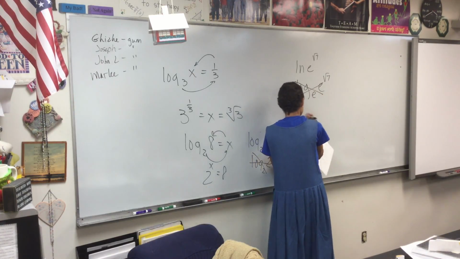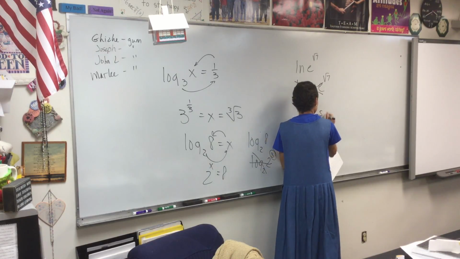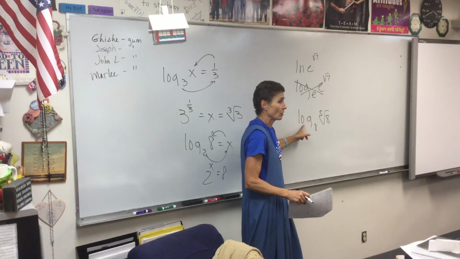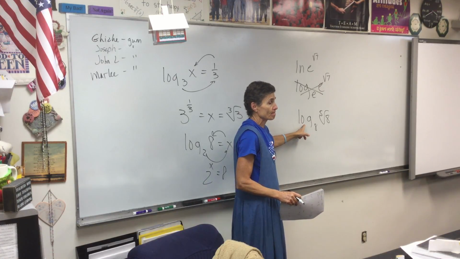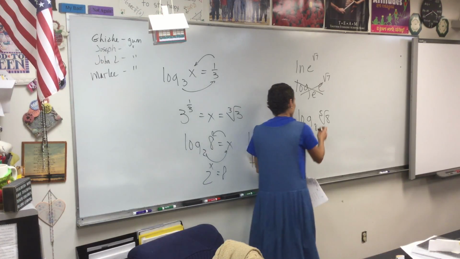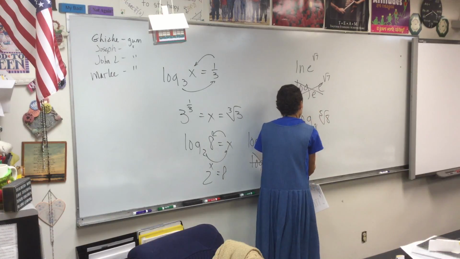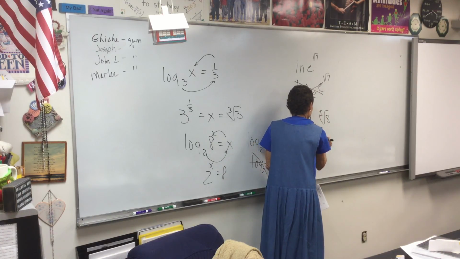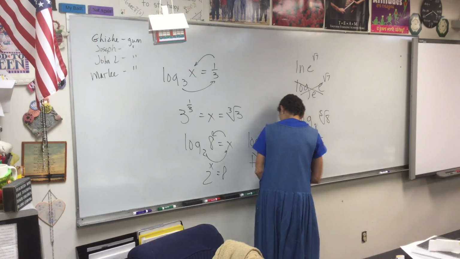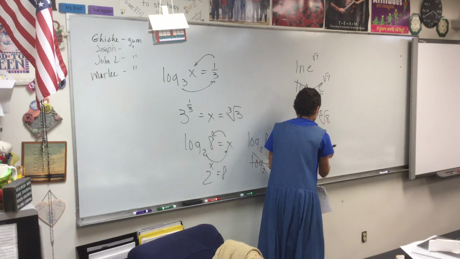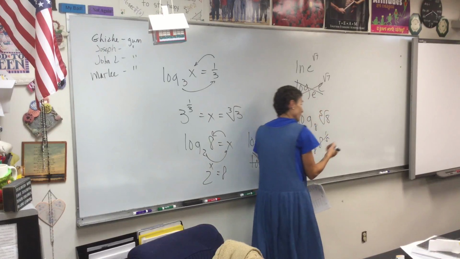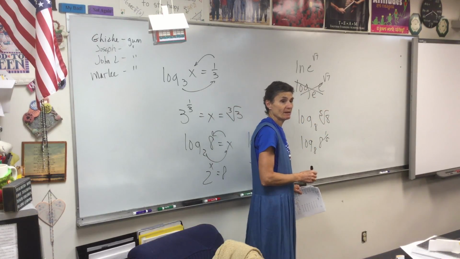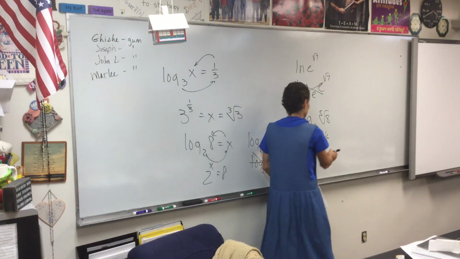Same thing with D. Log base 8 of the 5th root of 8. Now, we don't like radicals in logarithmic expressions. So I'm going to rewrite that 5th root. What does it mean to be a 5th root? 8 to the 1/5. Well, now I'm right back to where I was a minute ago. The log base 8 of 8 to the 1/5 is 1/5.